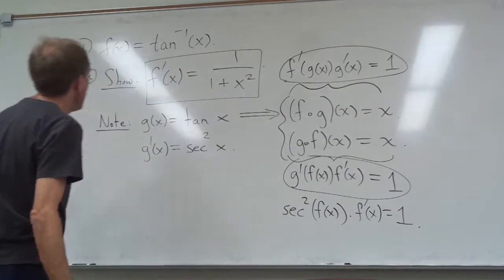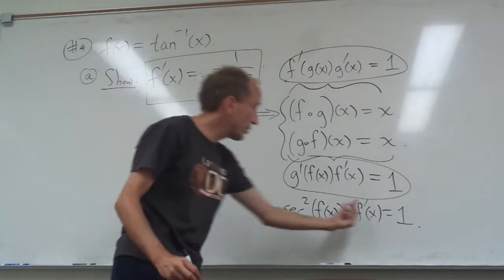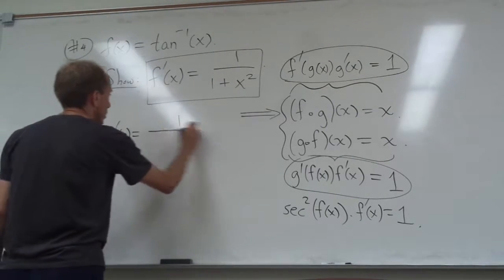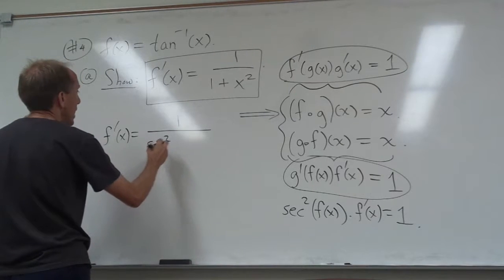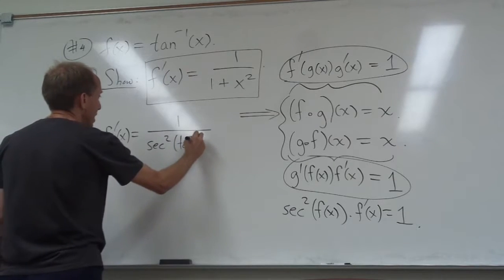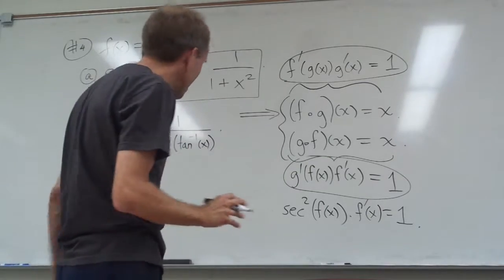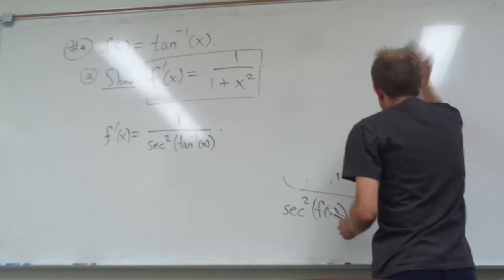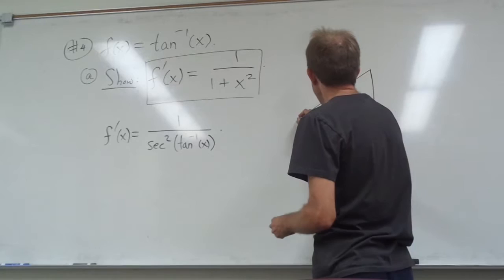I'm going to erase just right here really quickly so I have enough room to finish this. But see, I can now solve for f prime of x. F prime of x would equal 1 over secant squared of f of x, which is secant squared of the arctangent of x. This is actually where you need a little trick. You probably never thought you'd use that in this class, but we are going to use a little triangle to help us understand how this comes about.